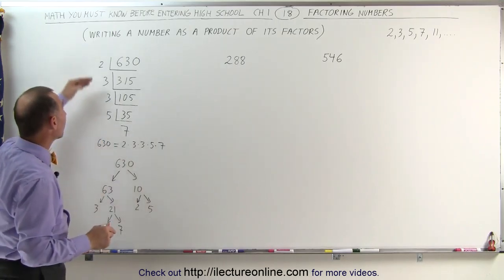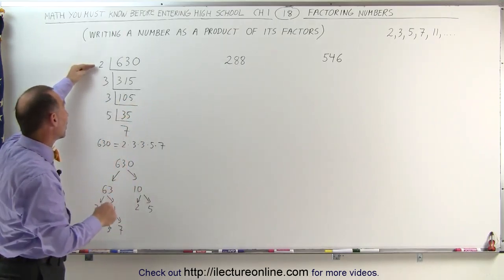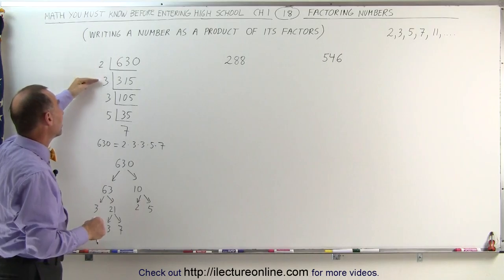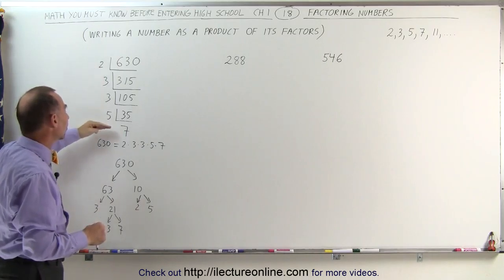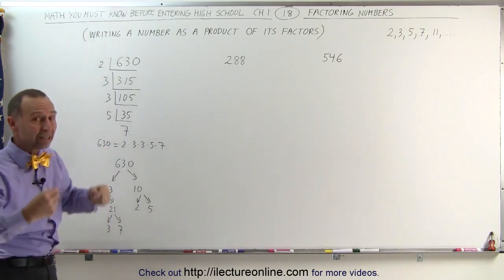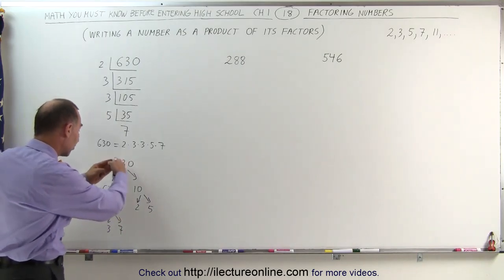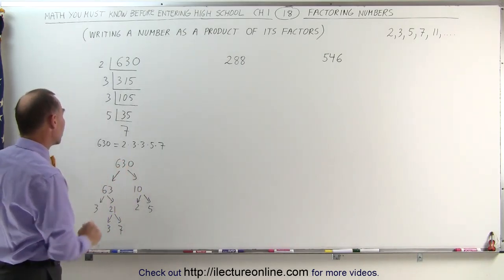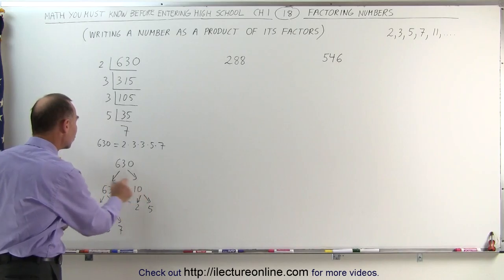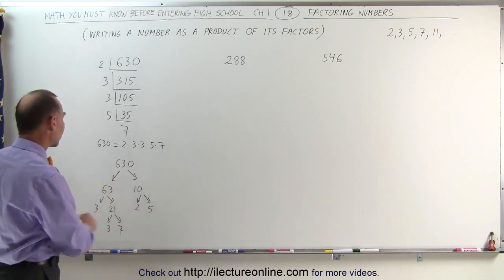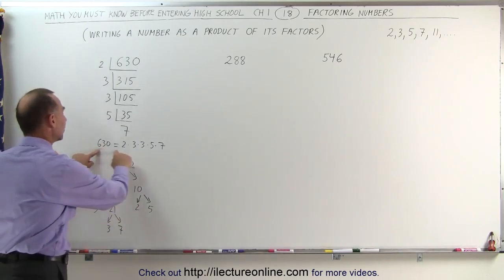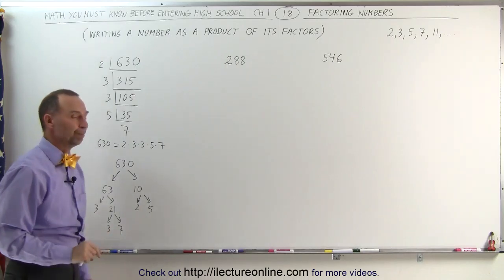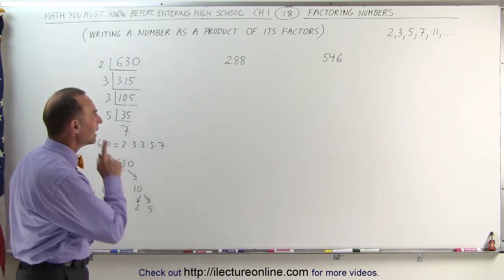So either we can go ahead and use the prime numbers one at a time, starting with the smallest, dividing the number by the prime number until we can no longer do so, and then we pick the next prime number, or sometimes we can simply break the number apart into two numbers, and then write each of those numbers as the product of its factors, and then combine them all together to get the factors of the original number. Okay, the number 288.